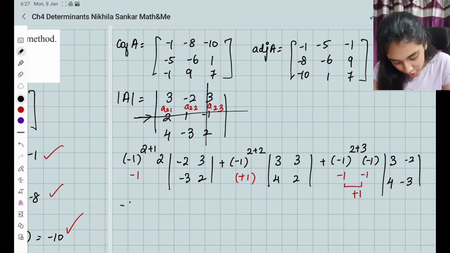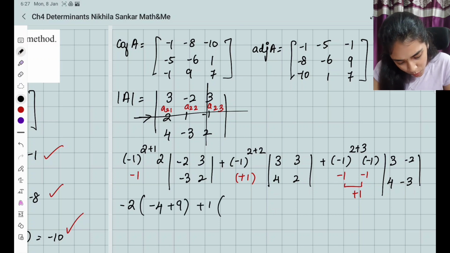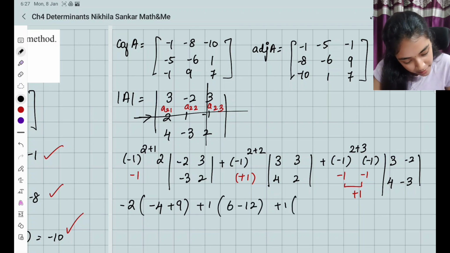Okay, so this is going to be minus 2 times the determinant, which is minus 4 minus minus 9. So plus 9, plus 1 times 3 2s are 6 minus 4 3s are 12. Then plus 1 times 3 3s are 9. So minus 9 plus 8.